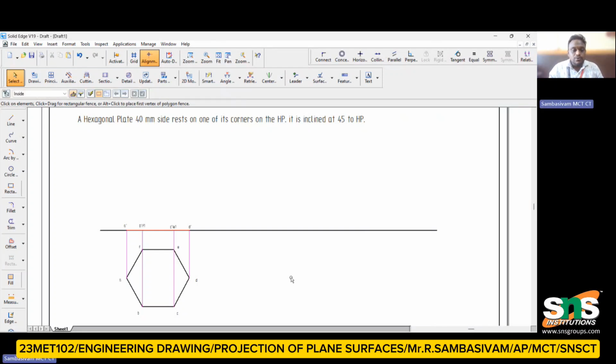Right. So now the question shows one of these corners with me, and it is inclined at 45 degrees to HP. Now I am going to consider this line. So I am going to copy and paste this one line and paste it here. From this line, I have to draw an angle of 45 degrees, right? So I am going to draw like this.